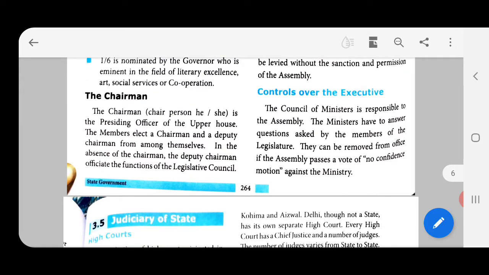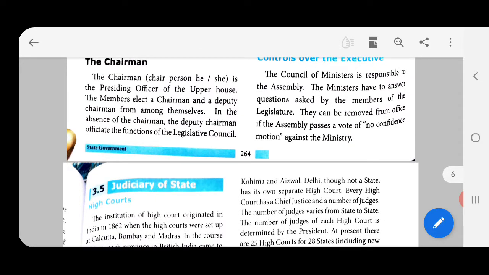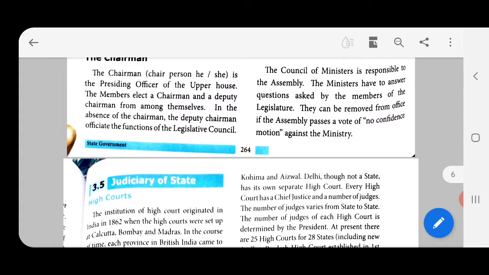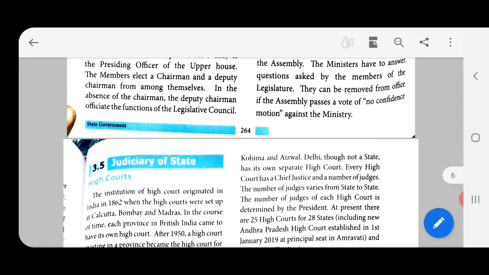Controls over the executive. The council of ministers is responsible to the assembly. The ministers have to answer questions asked by the members of the legislature. They can be removed from office if the assembly passes a vote of no confidence motion against the ministry. So here if you can see, the council, that's a group of ministers who've been elected, they are responsible for everything that's happening in the assembly, and they can be removed by having a vote which is called a no confidence motion, by which the ministry can be dissolved.